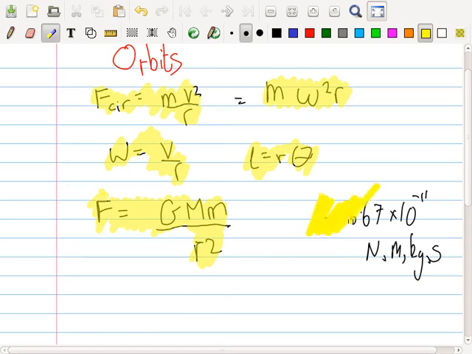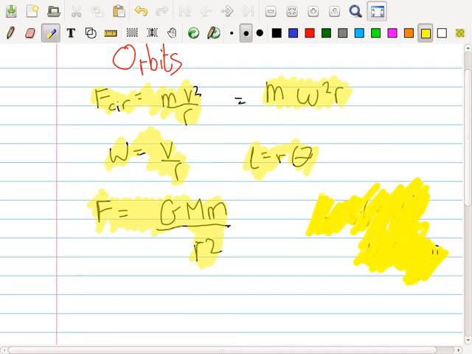Yes, Mustafa. This force is for what? The first one? Circular motion force. Centripetal force, but circular motion is fine for us.